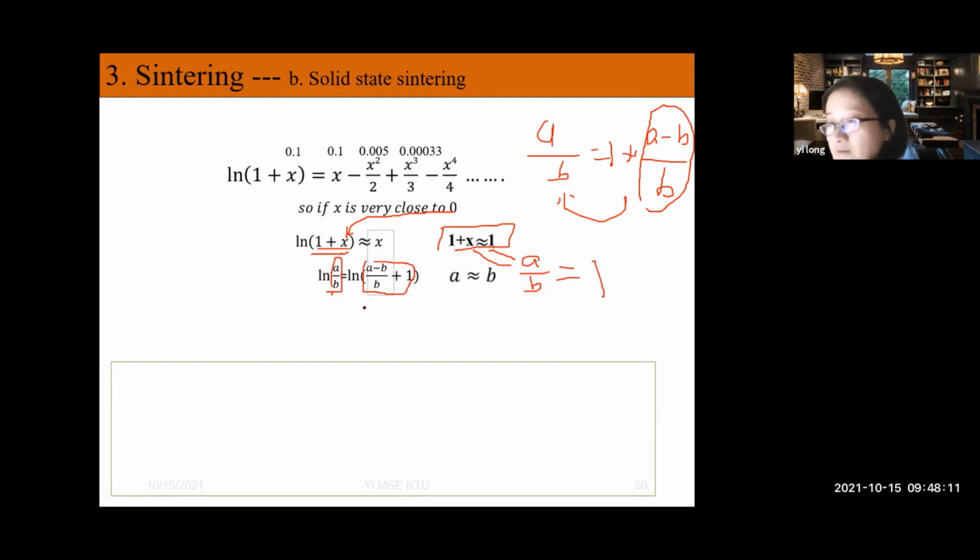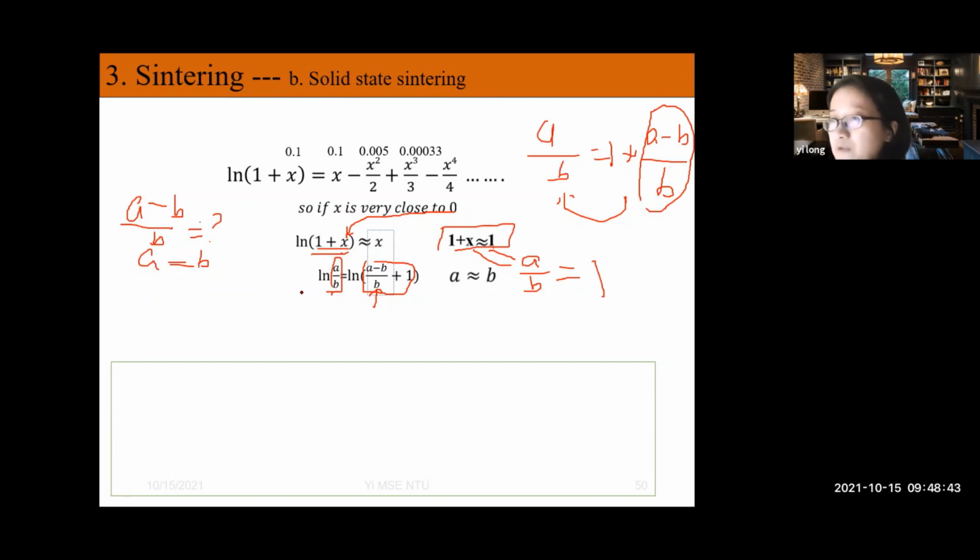Then we also know that since a is very close to b, a minus b over b is very close to what? If a is very close to b, this portion is supposed to be very close to what? Excellent, thank you everyone. Which means a minus b over b is going to be very close to 0. So it's more or less like an x here.